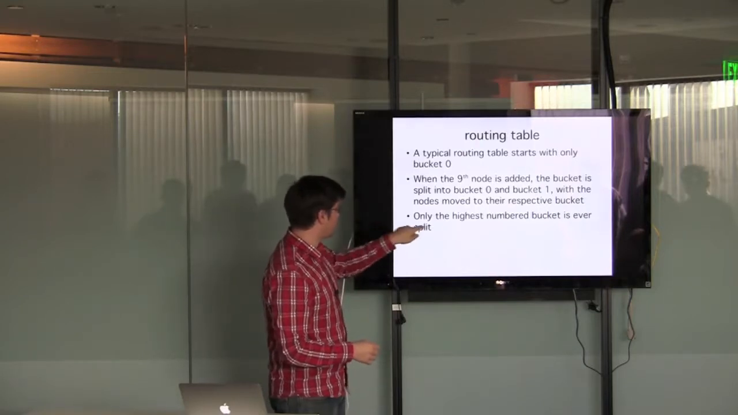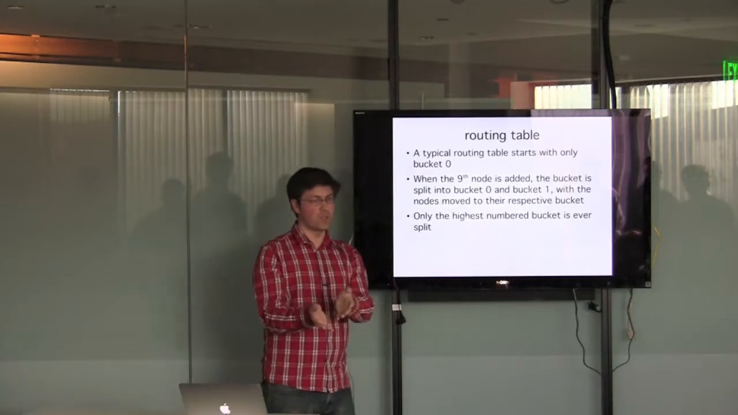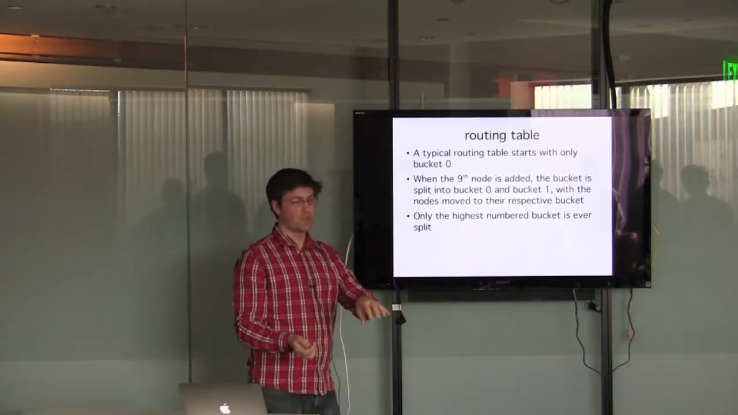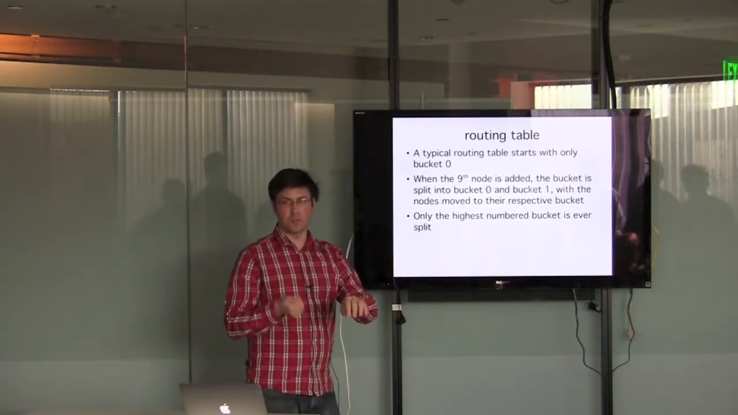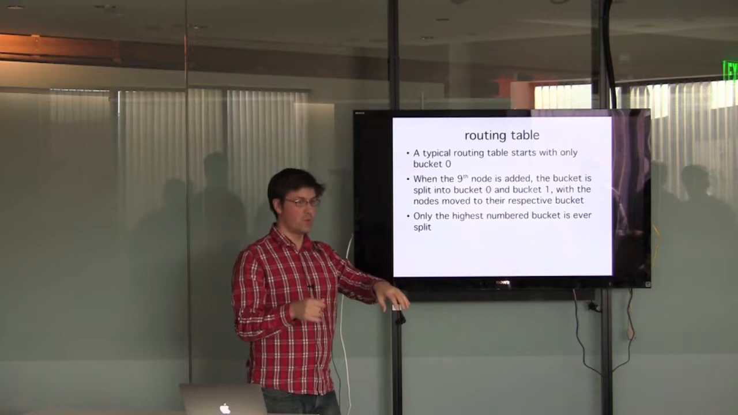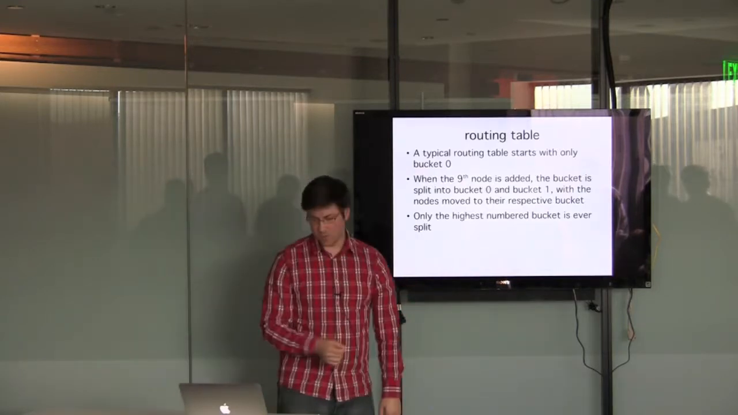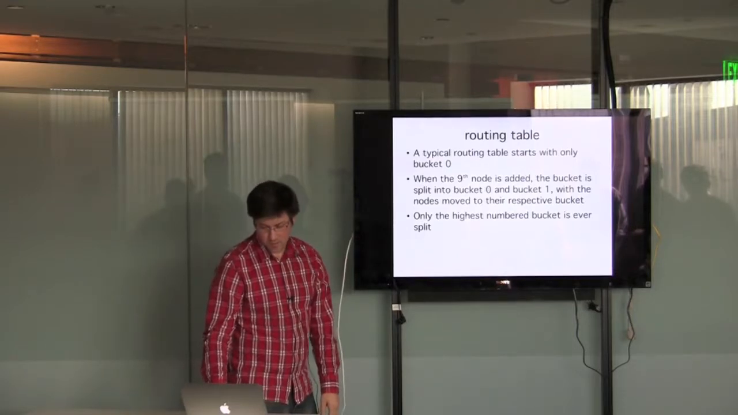And also important, only the highest numbered bucket is ever split. You only split bucket 0 once. Once you split that and you try to insert more nodes into it, you just reject them because you already have a bucket 1. And then if you don't have a bucket 2, you can split bucket 1 into 2, and so on.